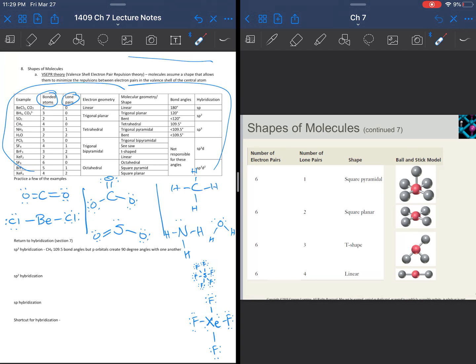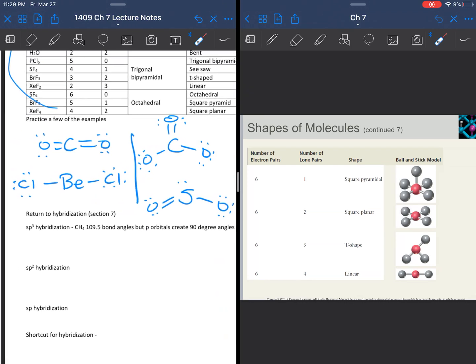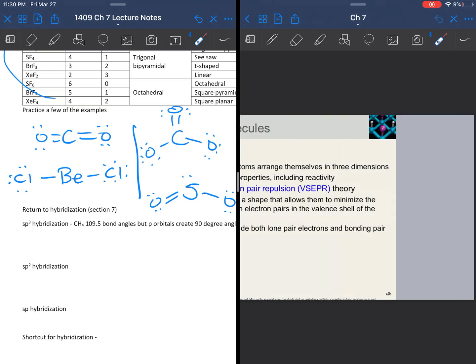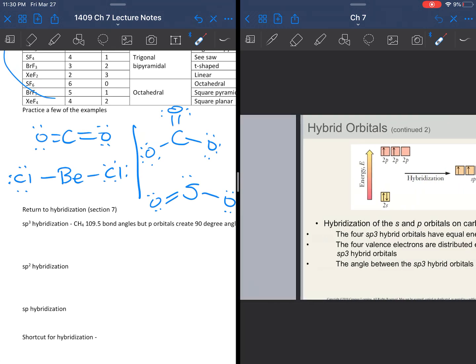The last little topic that we want to talk about is hybridization. Now, this goes in valence bond theory, but I think it's easier to kind of give you a shortcut here at the end if you already know VSEPR theory. So let's talk about hybridization. We'll go back, sync these notes up.